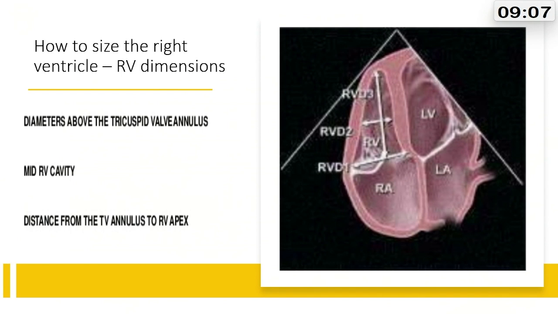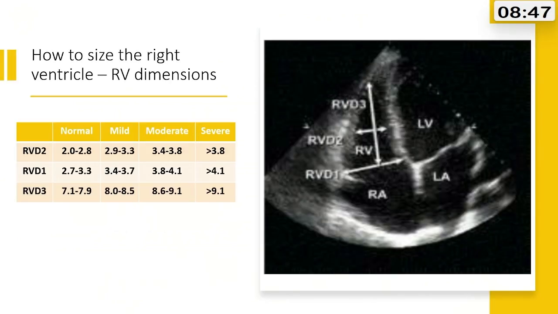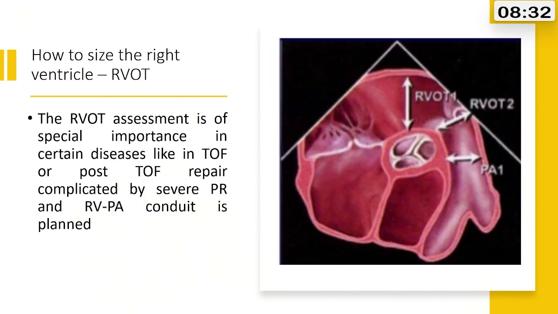In addition to the eyeballing, we have to standardize some measurements to obtain suitable measurements to be able to follow up these patients. We have to measure the diameter above the tricuspid valve annulus. This is an RV D1 in this image. The mid RV cavity and the distance from the tricuspid valve annulus to the RV apex, and these are the normal reference values for these dimensions. This would be rather important for patients in which we have special interest to follow up the right ventricle, as we will see in some patients later in the presentation.